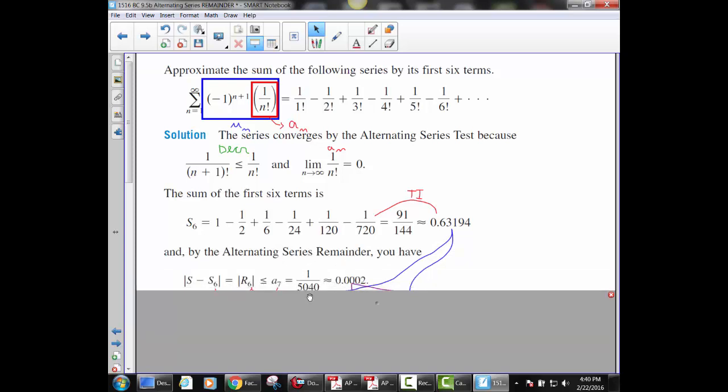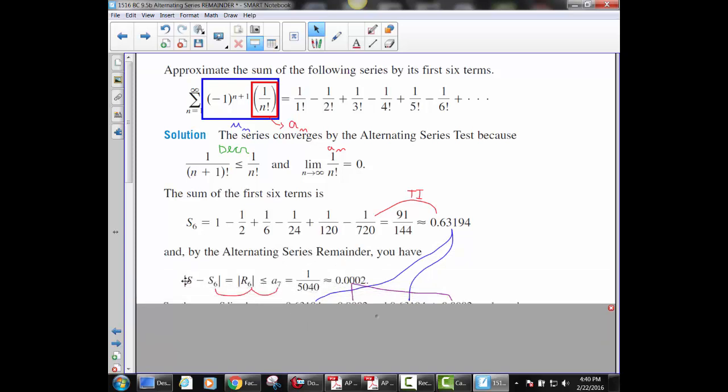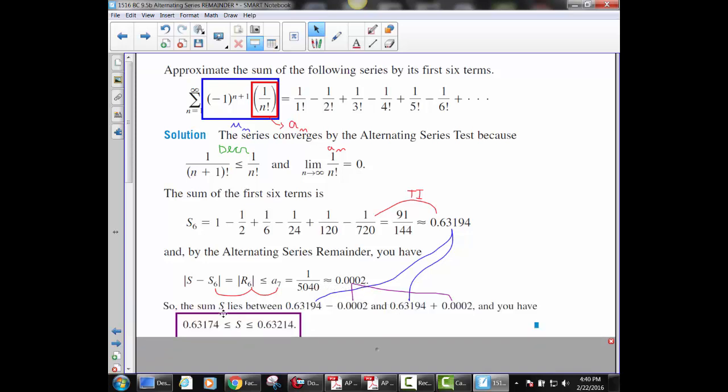By the alternating series remainder, you have that the absolute value of s minus s6, which is what we use, is equal to the absolute value of r6, which is less than or equal to a7. Now, a7, of course, would be 1 over 7 factorial, which is 1 over 5040. That works out to be approximately 0.0002. So the actual sum lies between our approximation, 0.63194, plus or minus this 0.0002. And that works out to be a sum somewhere between these two numbers.